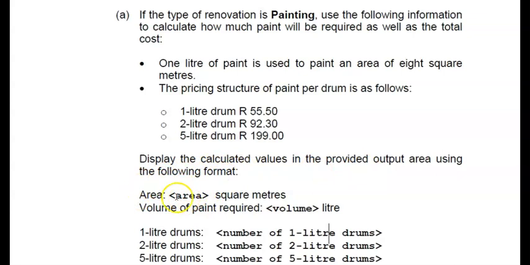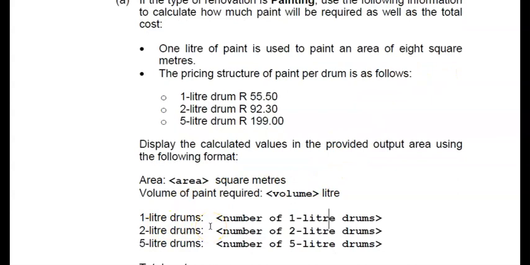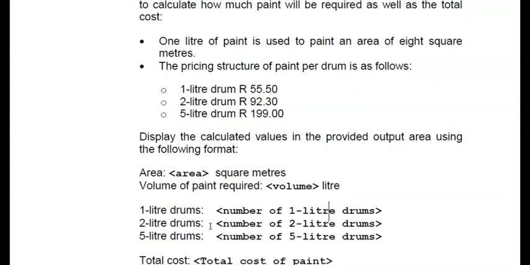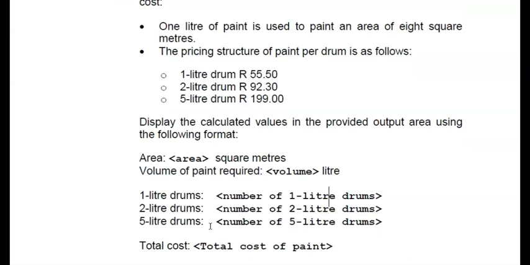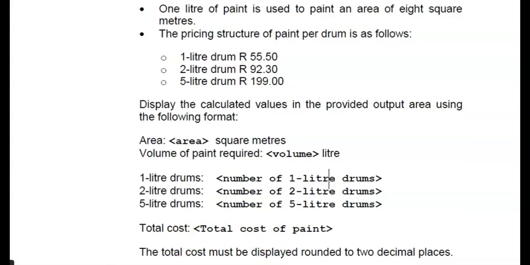So area, that is what they entered in square meters. Then the volume of paint that we're going to calculate with our 8 square meters. And then we have to determine the number of drums that they need, 1 liter, 2 and 5 liter. And then we're going to give them the total cost for what they need. And then at the bottom here, they say round your output of the total cost off to 2 decimal places. So press pause and try it yourself. Just a quick tip, this is a typical question where we would need to use ceil.